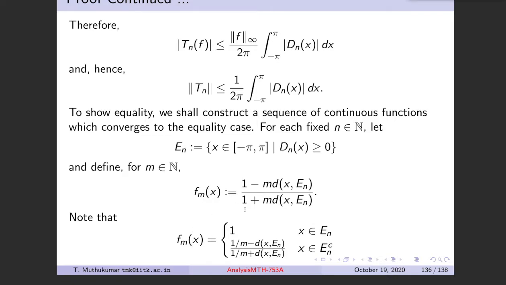So you see that whenever x belongs to En, this distance is 0, so what you're left with is 1. So whenever x belongs to En, the value is 1. Whenever x is in the En complement, you have that value. So Fm has this value.